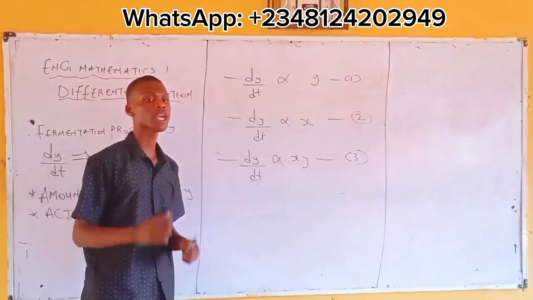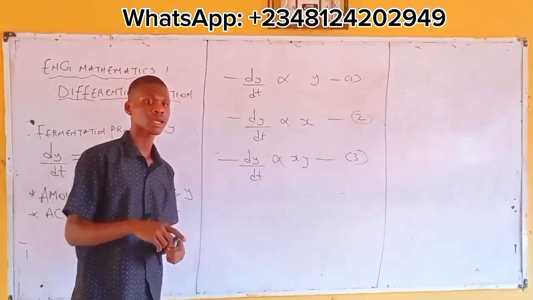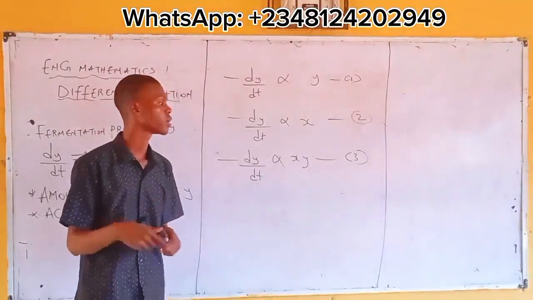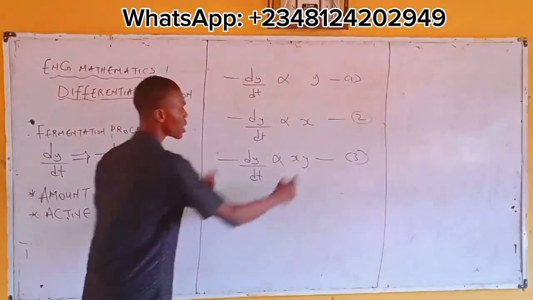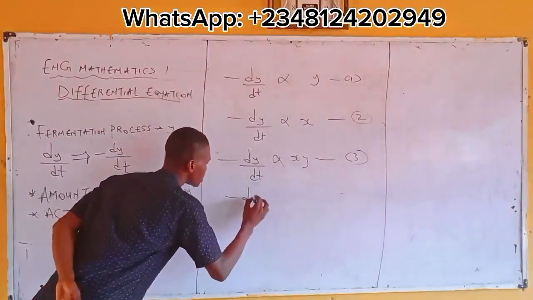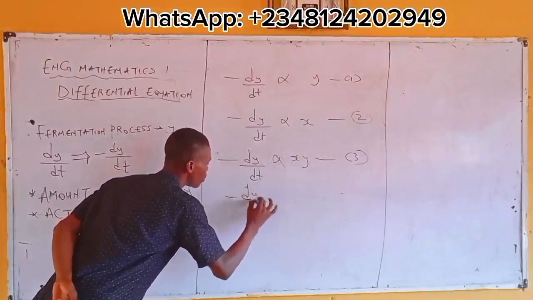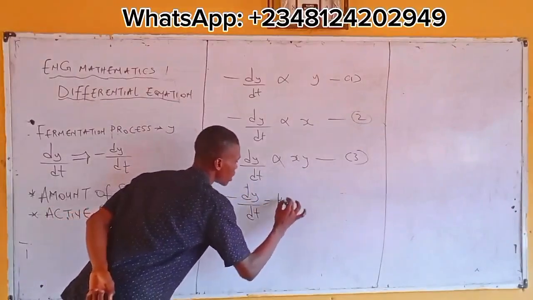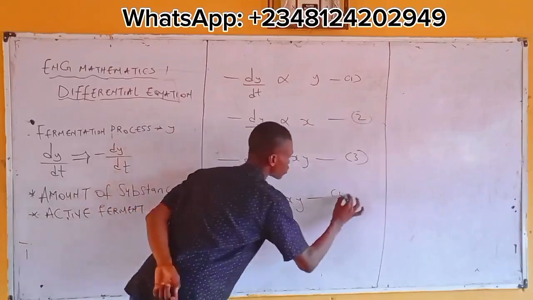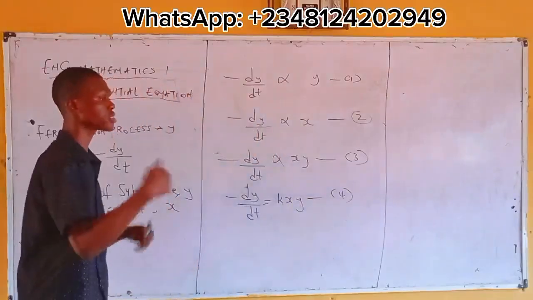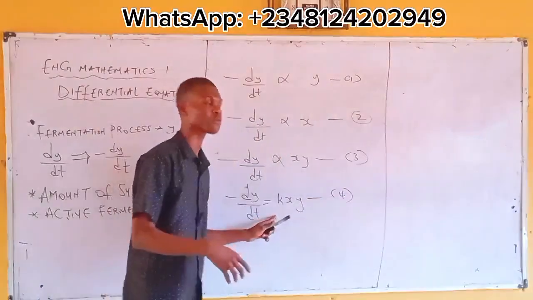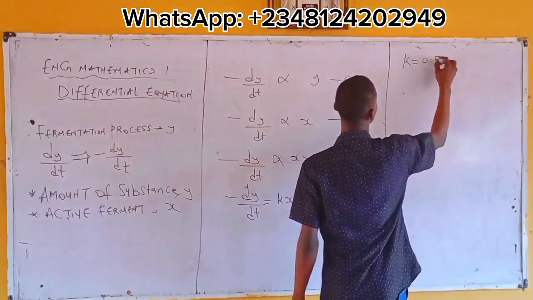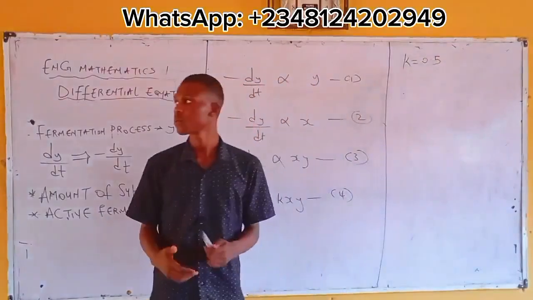If the constant of proportionality is 0.5, then we have negative dy over dt equals kxy. Call this equation 4. Meaning, in that case, the constant is k. Now, what's the value of k? The value of k is 0.5. All right. Moving on, what do we have?